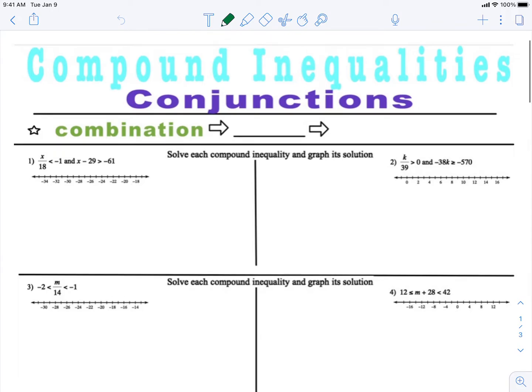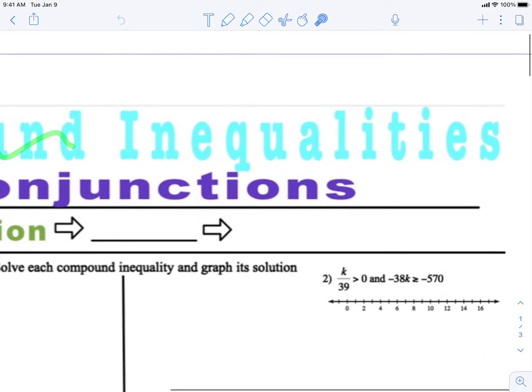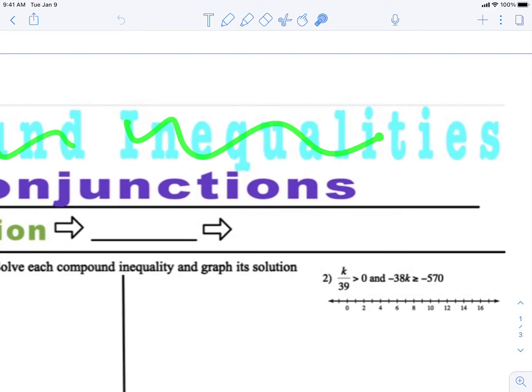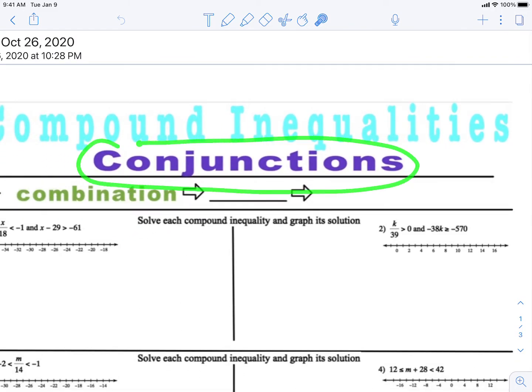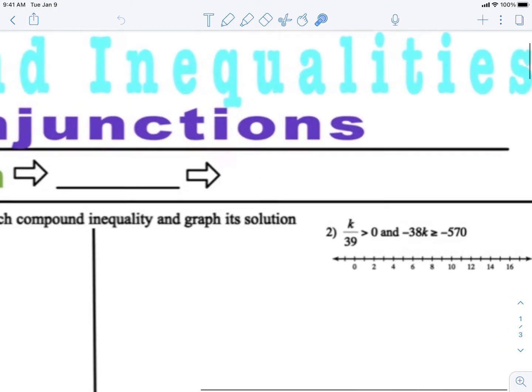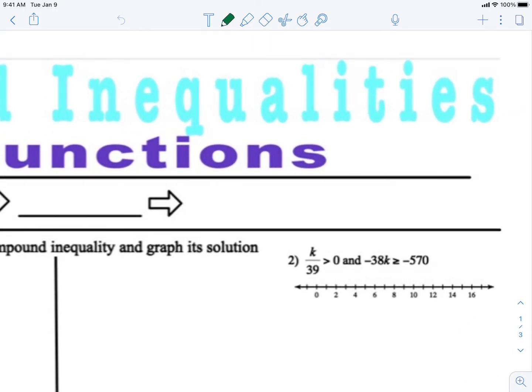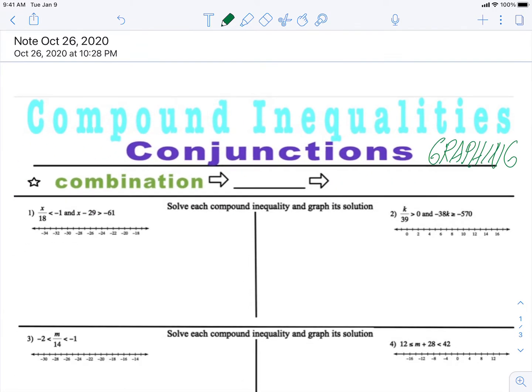This video lesson is called Compound Inequalities, Conjunctions. But it's also, where is it? There it is. Graphing. Compound inequalities, conjunctions, graphing.